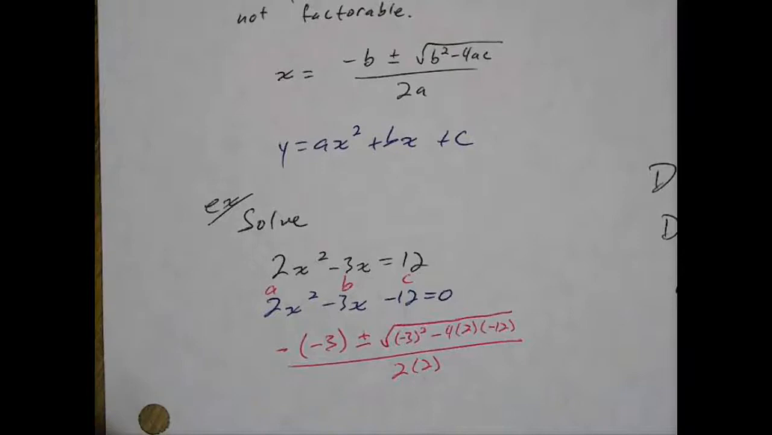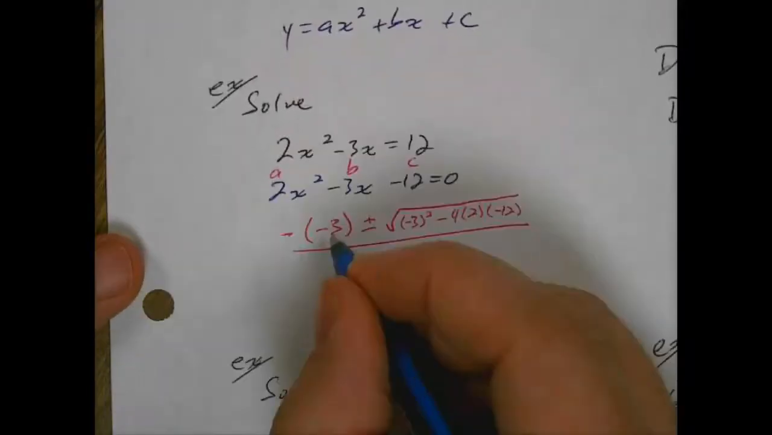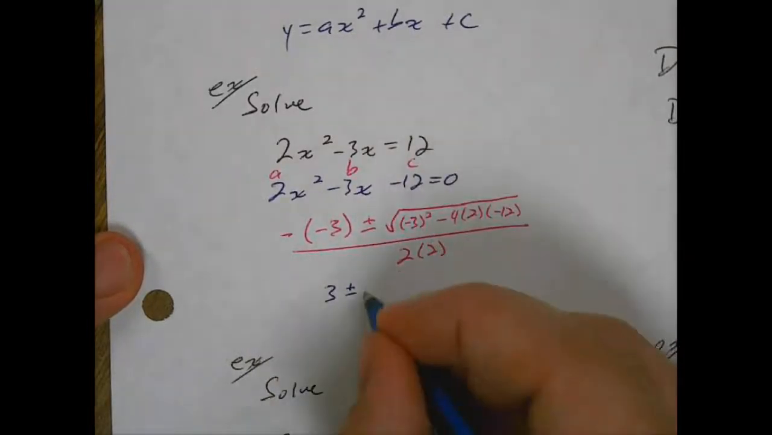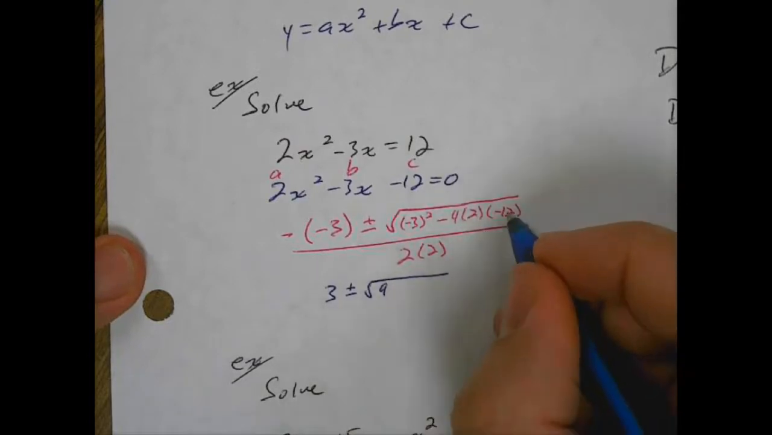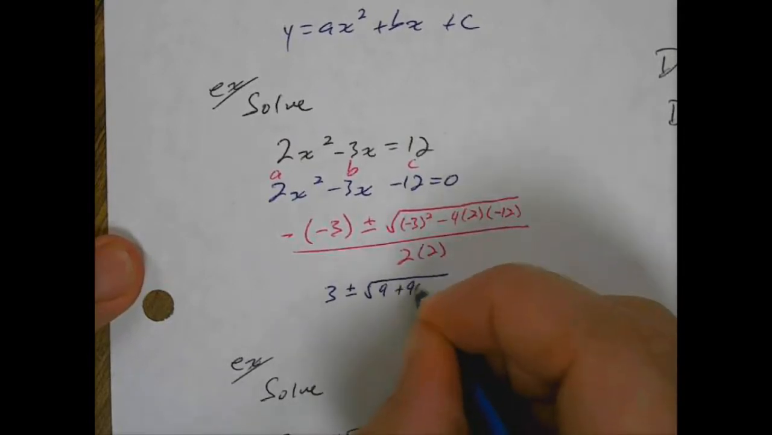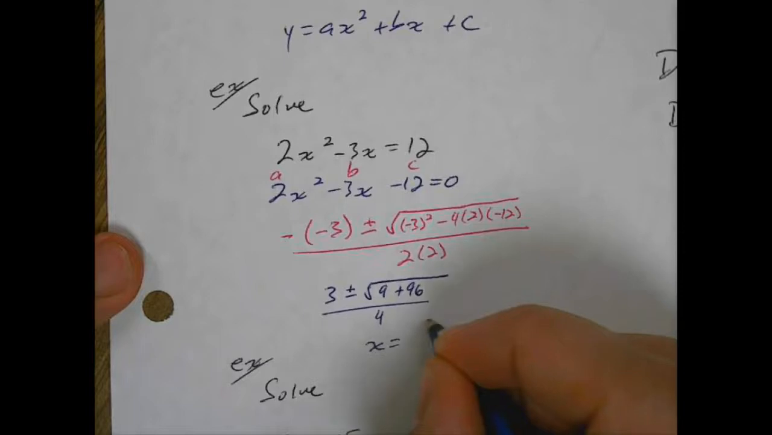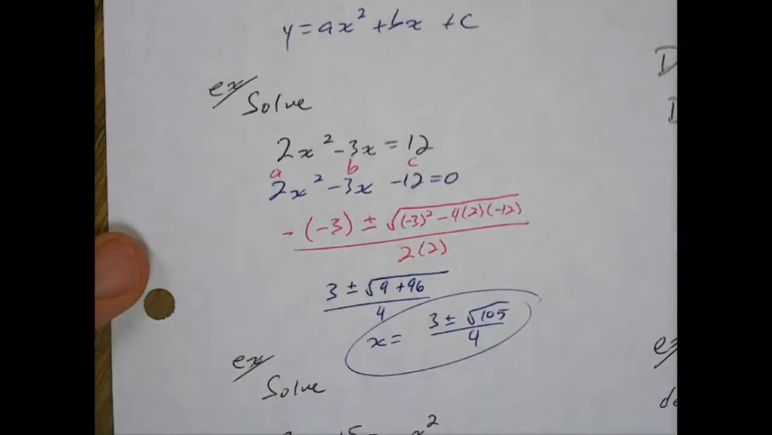So really, once you plug the numbers in, it's just a matter of simplifying the numbers. Negative negative 3 is 3, plus or minus the square root of 9. Negative 4 times 2 is negative 8, times negative 12 is plus 96, all divided by 4, which is the same thing as x equals 3 plus or minus square root of 105 divided by 4. That's all I'm looking for.